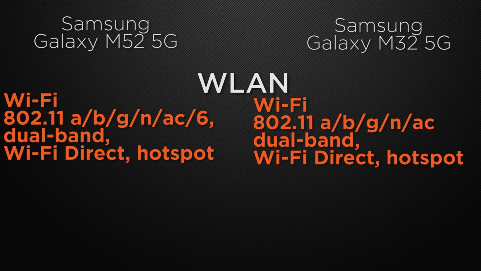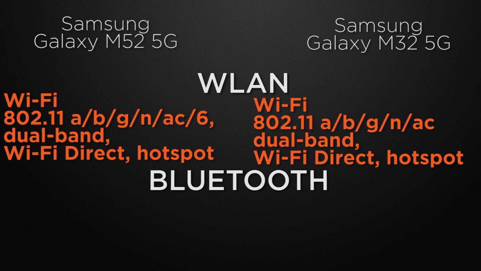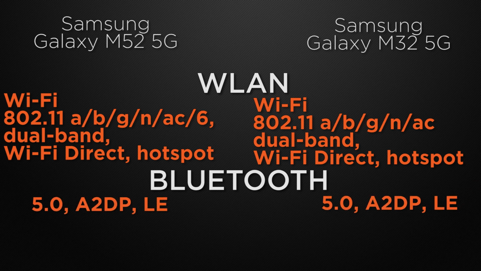Both of the devices come with Wi-Fi AC, dual band Wi-Fi, Wi-Fi Direct and hotspot, but M52 has 6th gen of Wi-Fi which provides better range. So the winner here is M52. And about the Bluetooth version of the devices, M52 has 5th generation of Bluetooth, whereas M32 has 5th generation of Bluetooth, so it's a tie here because both of the devices have the same generation of Bluetooth.